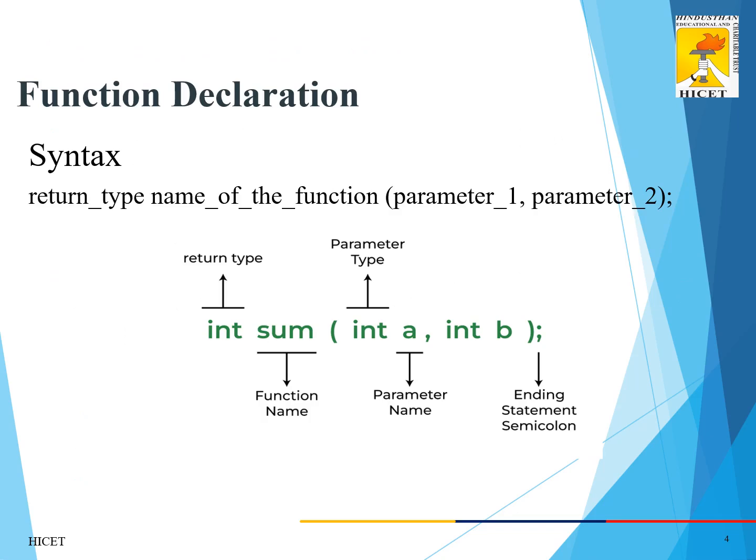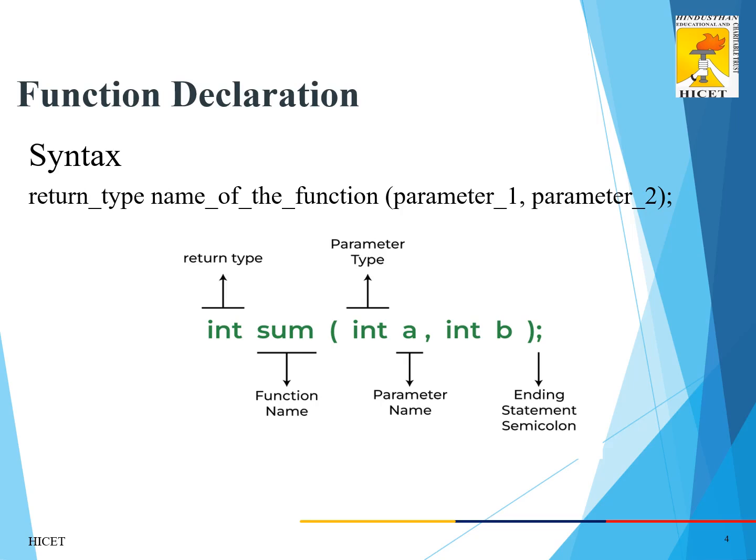Okay, now let's understand function declaration in C. Before using a function in our program, we first need to declare it. This tells the compiler that a function exists and what kind of data it will work with. This is the basic format syntax for declaring a function: return type, name of the function, parameter 1, parameter 2.